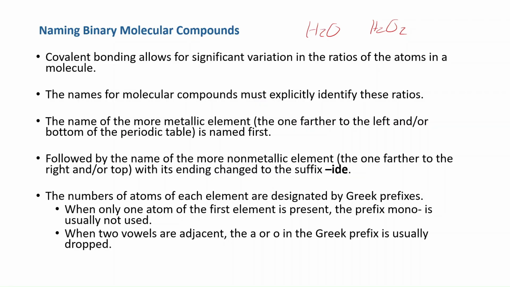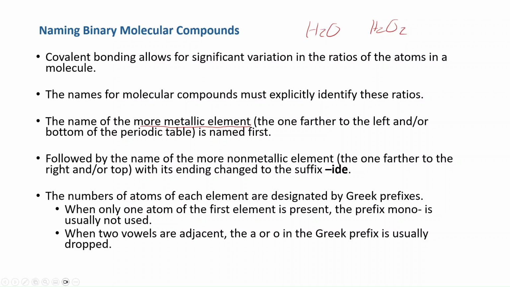With the ionic, you didn't have that problem because there was only one ratio that gave you a neutral molecule. But with covalent bonds, you can have different ratios. With ionic compounds, we name the metal first, then the non-metals. But here we have 2 non-metals. So we're going to name first the more metallic.